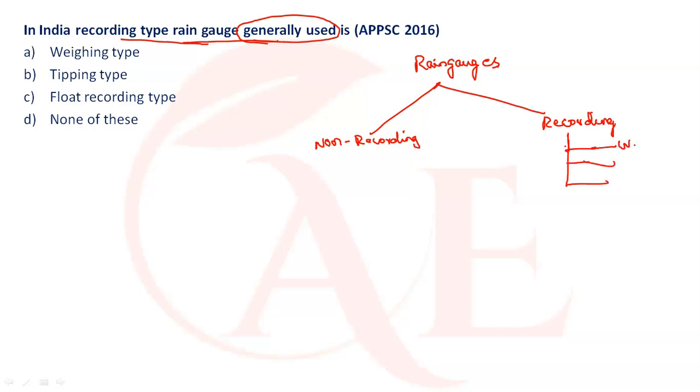One is the weighing type, another one is the tipping bucket type, and another one is the floating type or natural siphon method. In India we generally use the float recording type, which is nothing but the natural siphon type. Here they had not given this type, so option C is the correct answer. Float recording type rain gauges are commonly used in India. So next question.